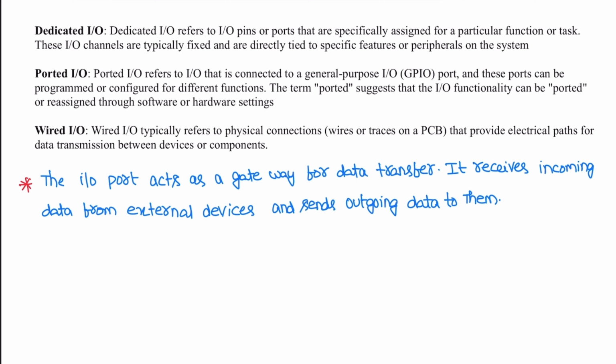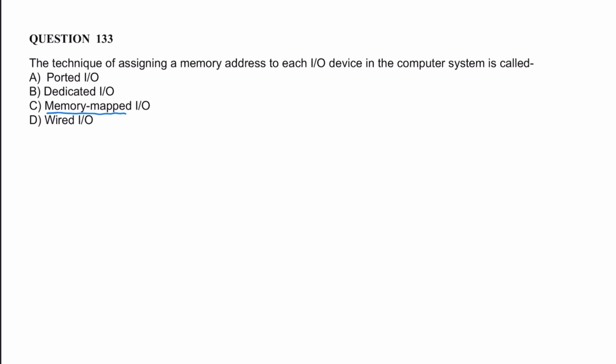Dedicated I/O refers to I/O pins or ports that are specially assigned for a particular function or task. These I/O channels are typically fixed and directly tied to specific features or peripherals of the system. Next is ported I/O. It is connected to a general purpose I/O port. These ports can be programmed and configured for different functions. Next is wired I/O. It refers to physical connections that provide electrical paths for data transmission between devices or components. Here, the correct option is memory mapped I/O.